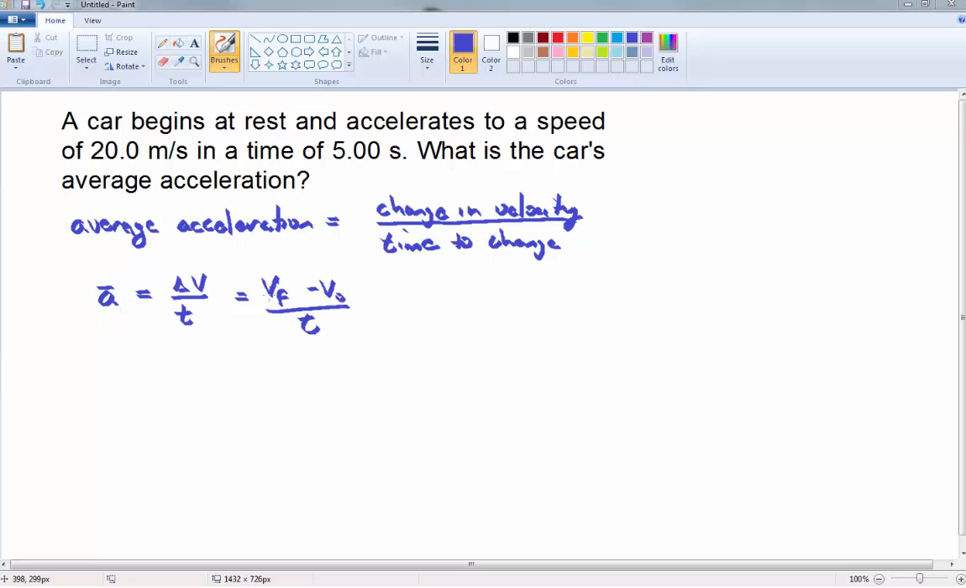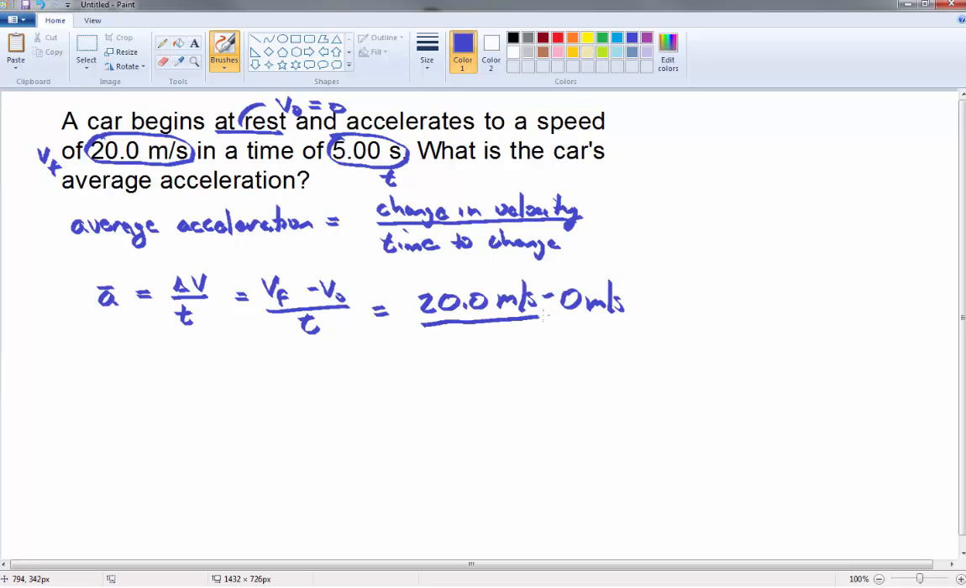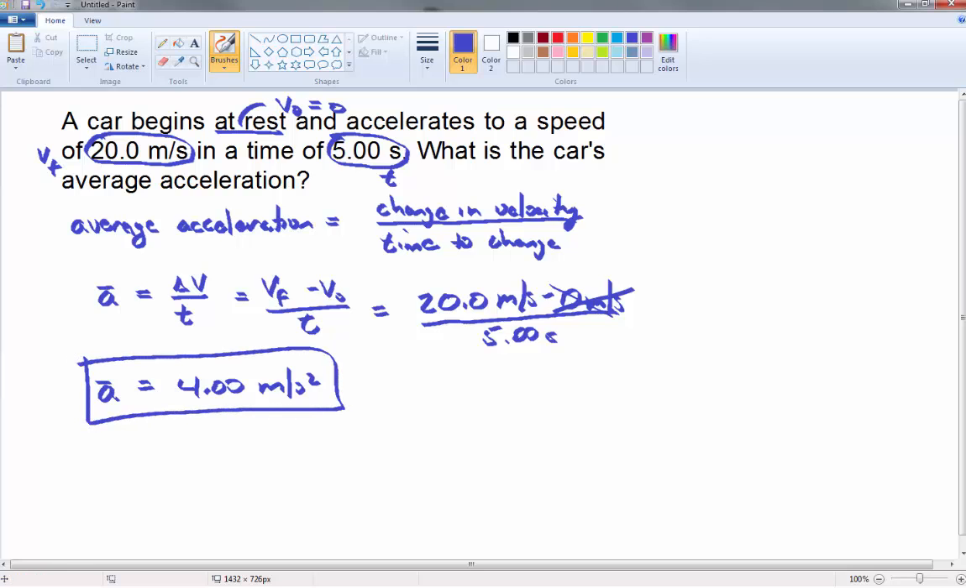We basically need this one, final minus initial divided by time. So here is the time, 5 seconds. This right here is actually the final speed, V final. And since it begins at rest, this is saying that the initial speed is zero. So the average acceleration we can get by taking 20 meters per second minus 0 meters per second and dividing by 5 seconds. So this part is already zero, goes away. 20 divided by 5 is 4. So the average acceleration in this case, 4.00 meters per second squared. So that is your average acceleration for the car.